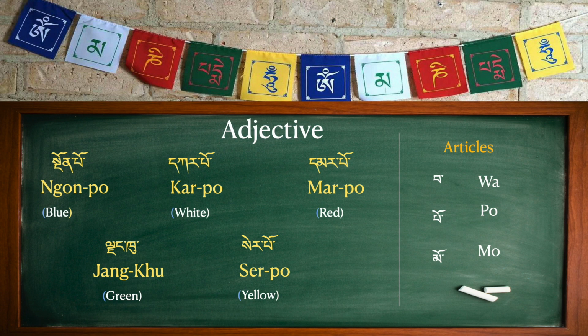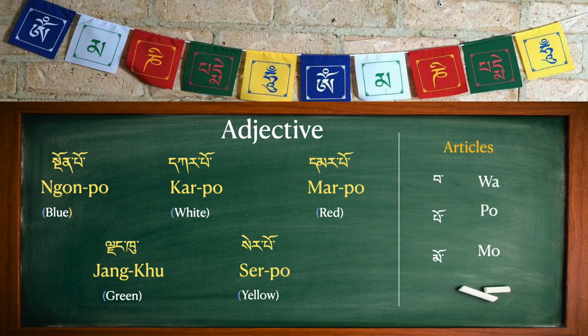Alright, the next color is karpo. Karpo in Tibetan is white. So white in Tibetan means karpo. Marpo. So marpo is red. Marpo means red in Tibetan.